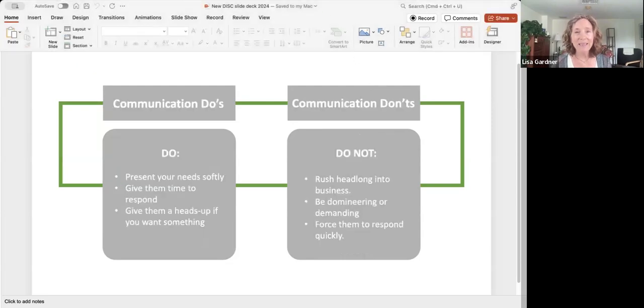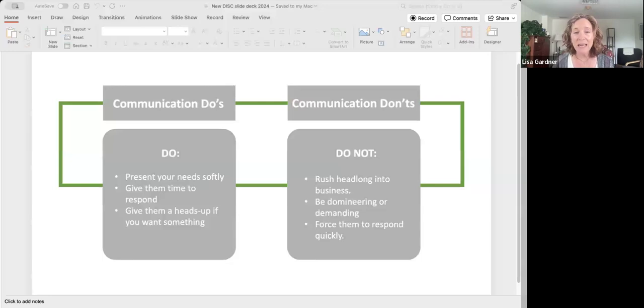So when you're with a high S, what are communication do's and don'ts? Well, in general, high S's tend to be easy to get along with because of their people orientation and because they tend to accommodate to those around them. But they work best when they are not pressured. This is like one of the most important things to remember about the high S's.